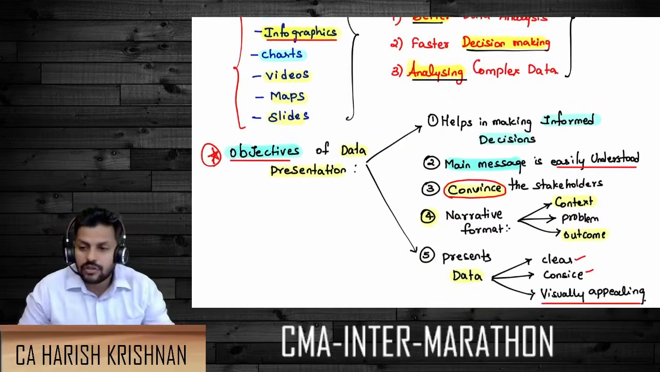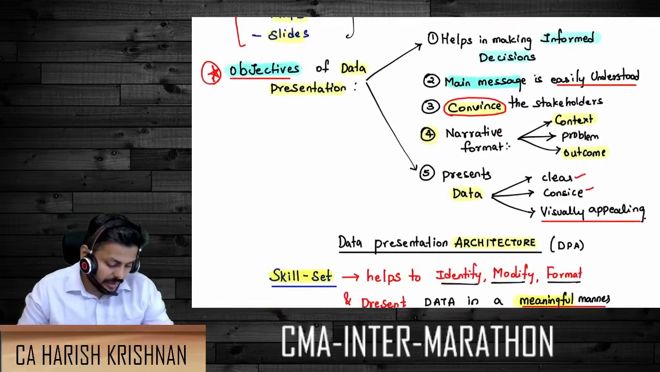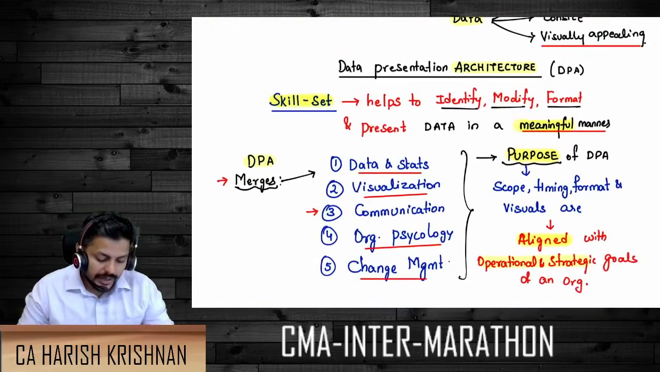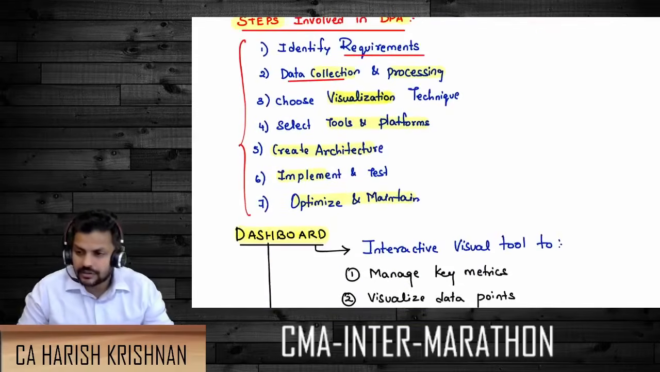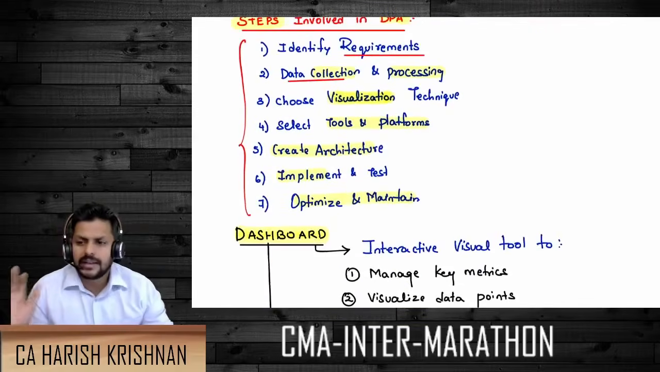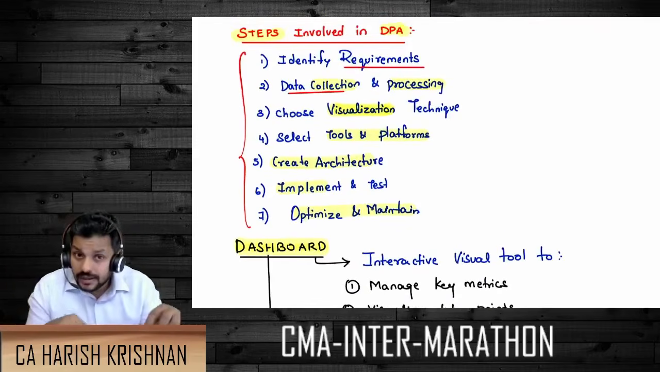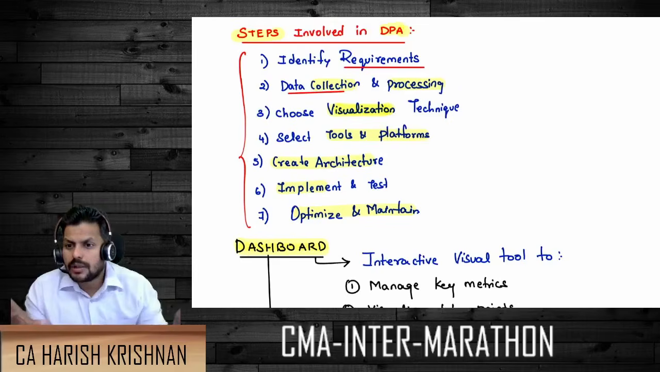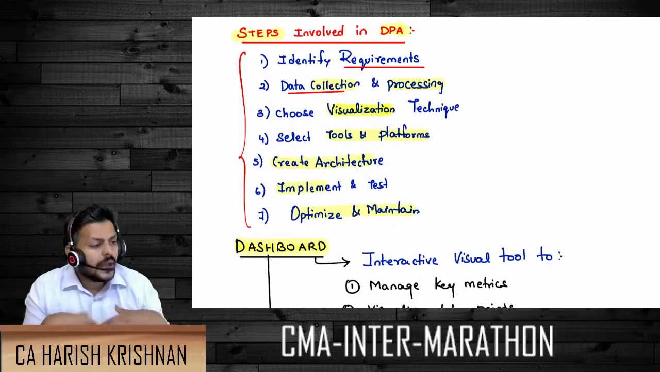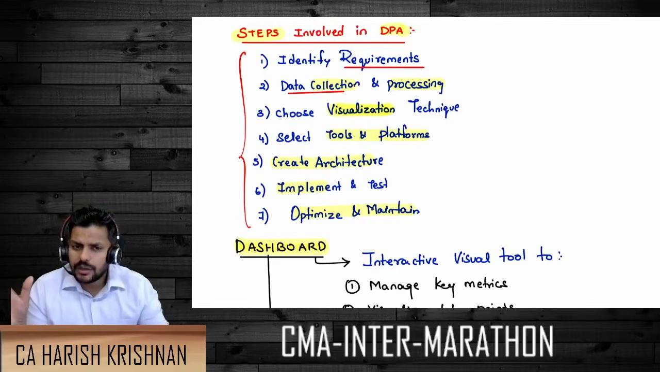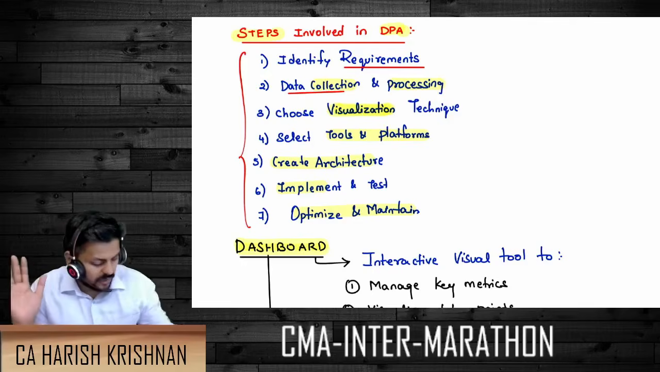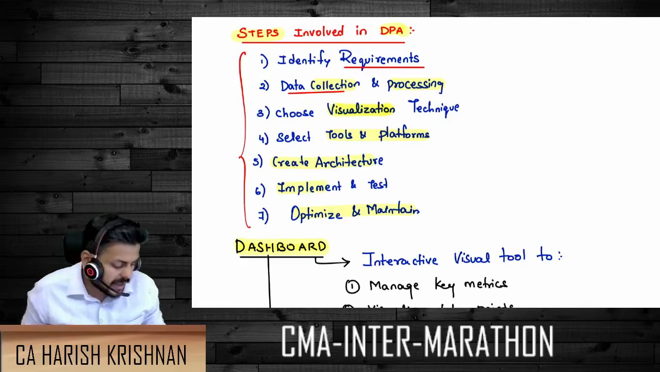Then objectives, talking about various objectives of data presentation, and the data presentation architecture and steps involved in it. Definitely put me on pause here, go to the DPA topic, and run through all the points. It will be way easier for you to close all those points if you give yourself that needed revision one more time. Can you do that and then get back? Come on, quick.